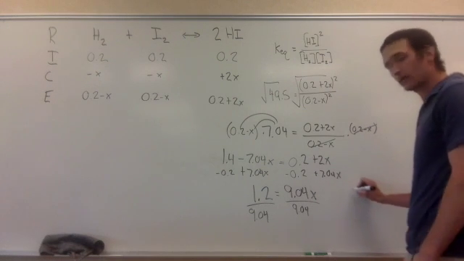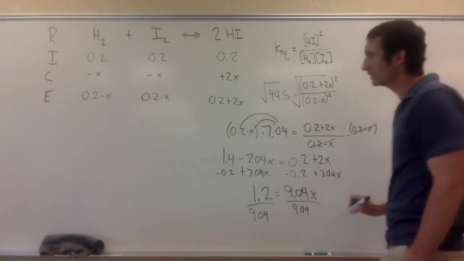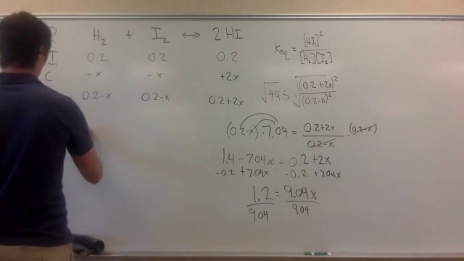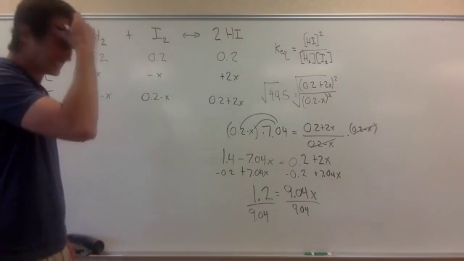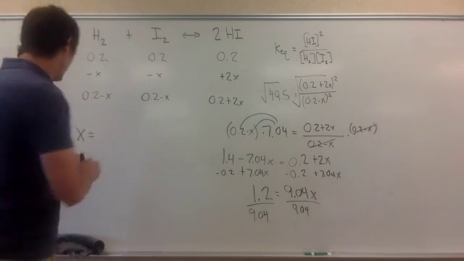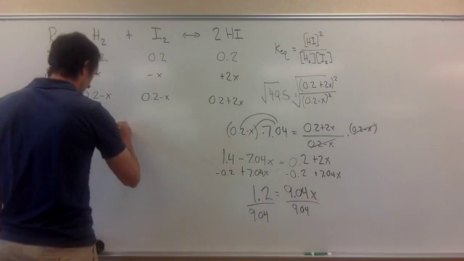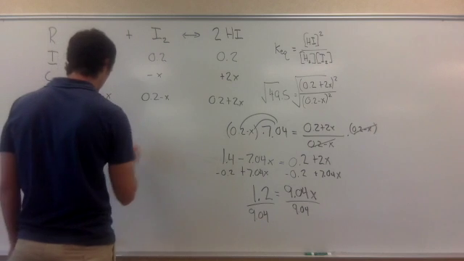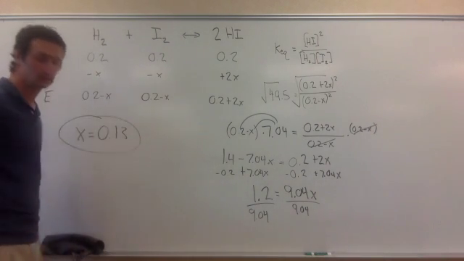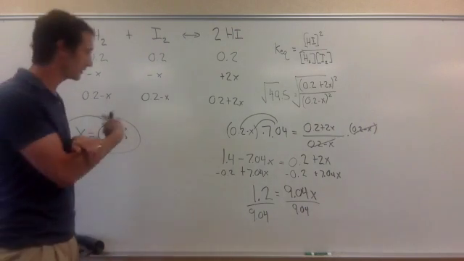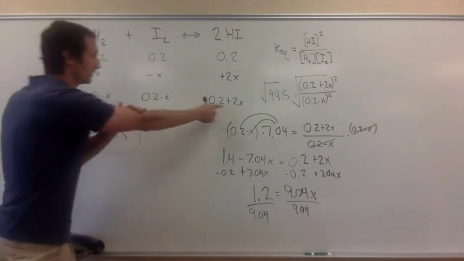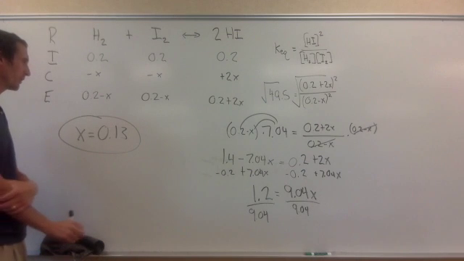I'll write it over here. Well, actually I'll write it over here. I got x is equal to, yeah, that's about 0.13. So once you know what x is, then we just plug it back in and find our equilibrium amounts.